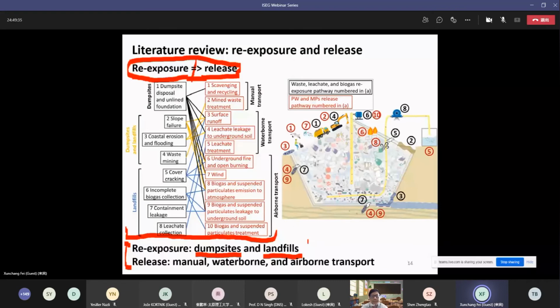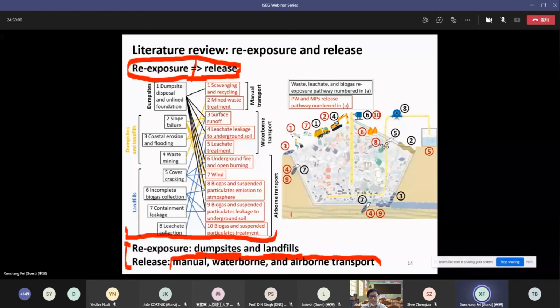Then whenever the waste, the gas, or the leachate is re-exposed to the environment, they will carry plastic waste and microplastics to the environment. And these releases are characterized into three major transport pathways, which are called the manual pathway, waterborne pathway, and also airborne pathway. I will explain them in a bit more detail later.